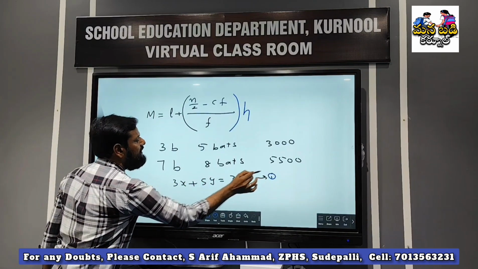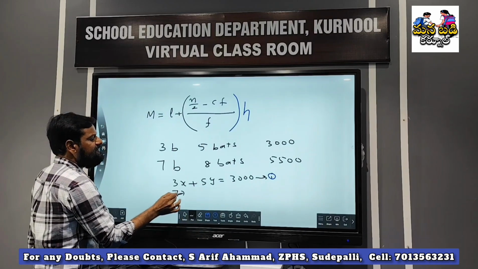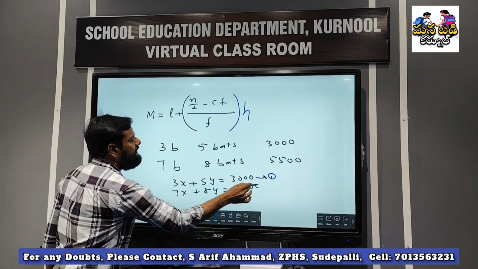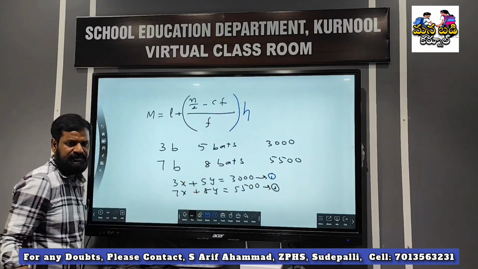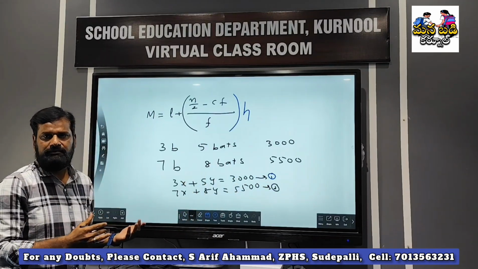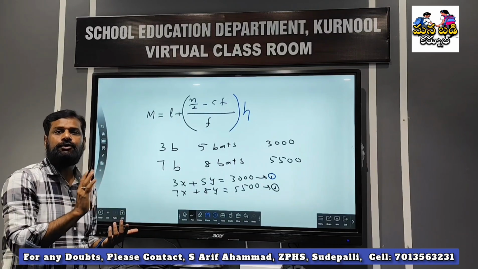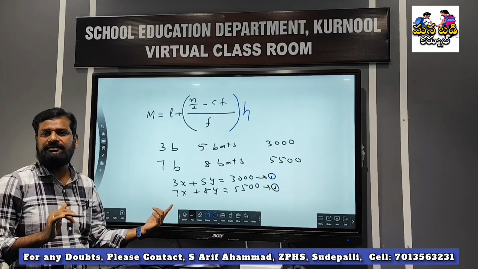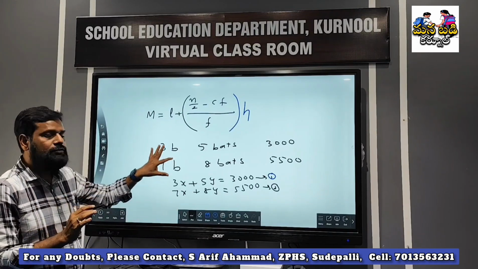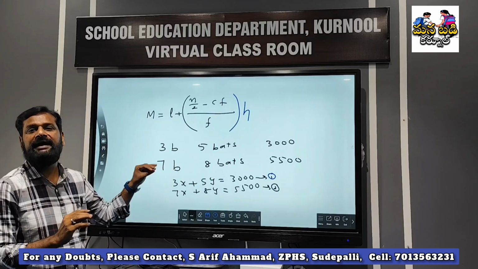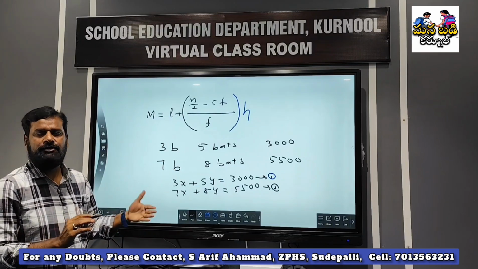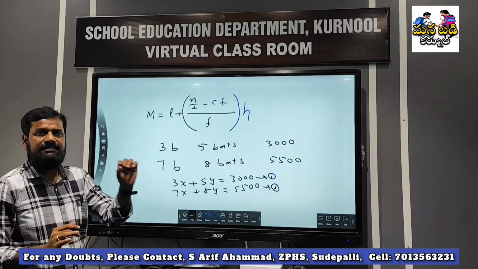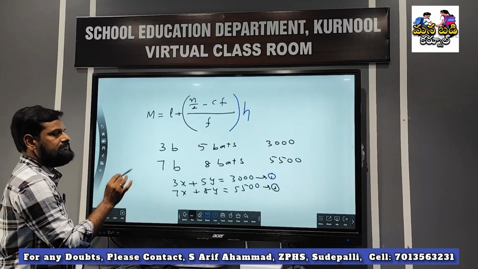Give it as equation 1. 7x plus 8y is equal to 5500, equation 2. That's all. Enough. No need to solve. That's why understanding the question is very important. Some students will solve this type of problems. They asked us to just represent in the form of a pair of linear equations in 2 variables. So you have to do up to here only. No need to solve.